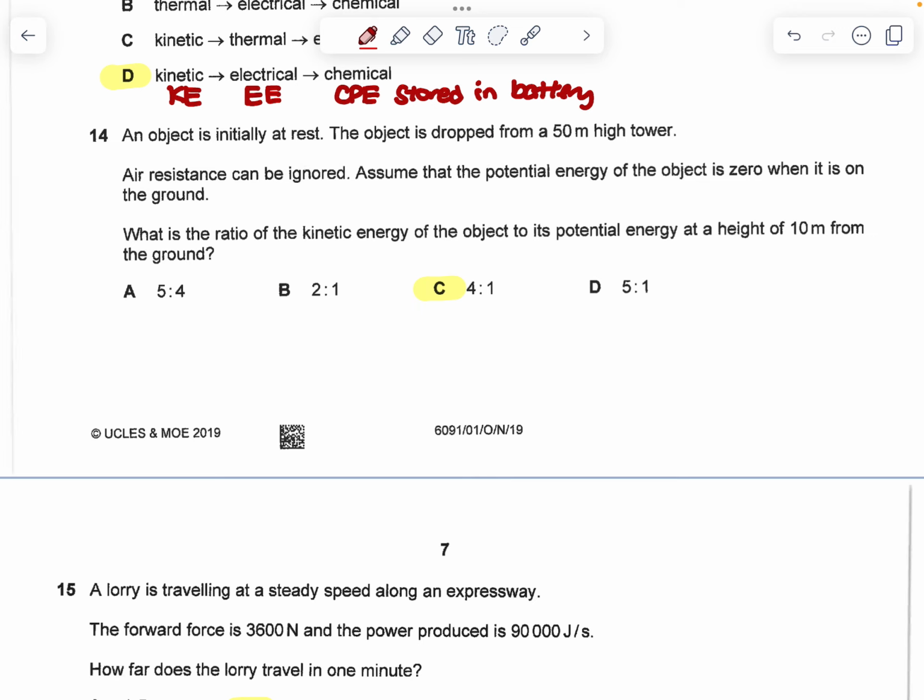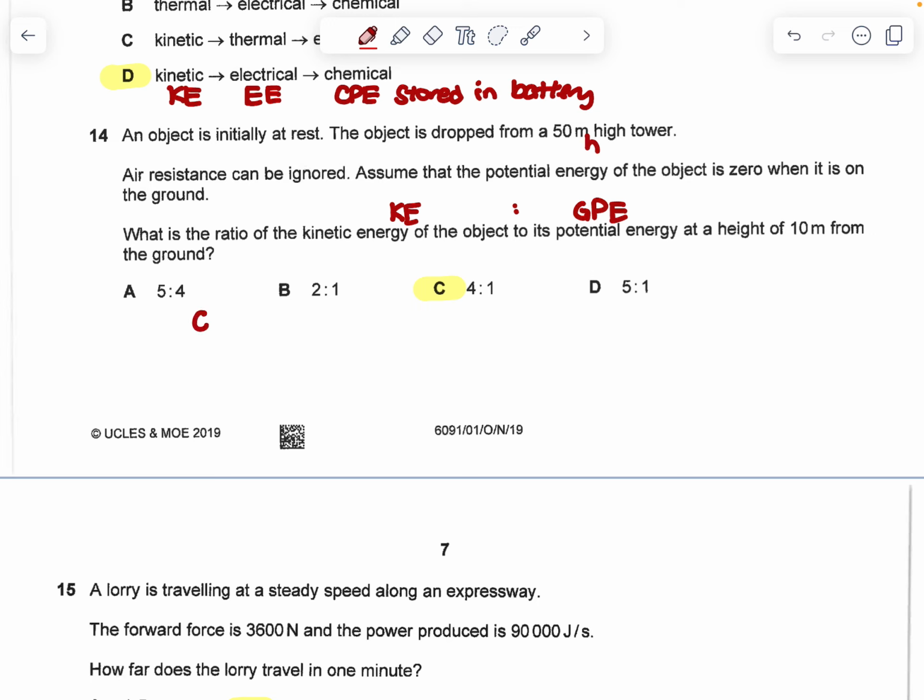Question 14. An object is initially at rest. The object is dropped from a height of 50 meters, so height h. The air resistance can be ignored. So assume that the potential energy of the object is 0 when it's on the ground. What is the ratio of the kinetic energy to the potential energy, GPE, at a height of 10 meters from the ground?